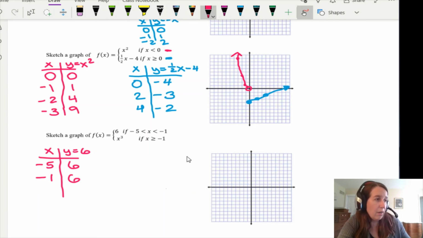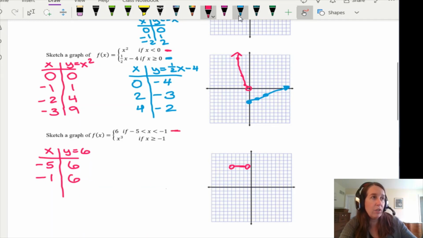So this graph, notice that we have less than, so that's going to be open circles. So to plot those 2 points, that's -5 and then 6. I'm regretting making this paper so tiny. All right, there. And then we have the point -1, 6 right there. And remember, open circles. And then everything in between is that constant, that horizontal line. So that is the first piece in our function.